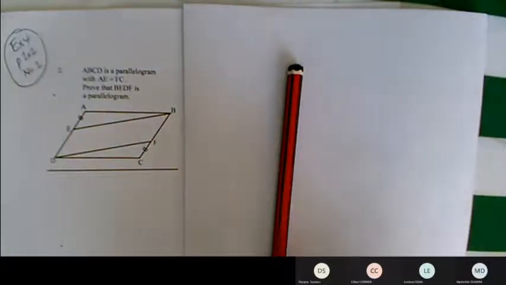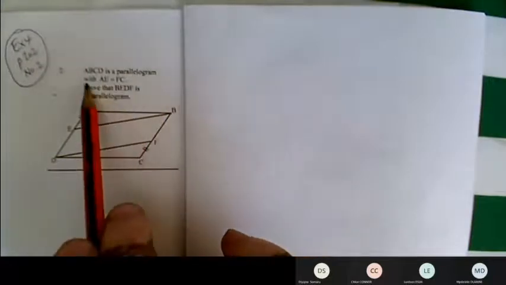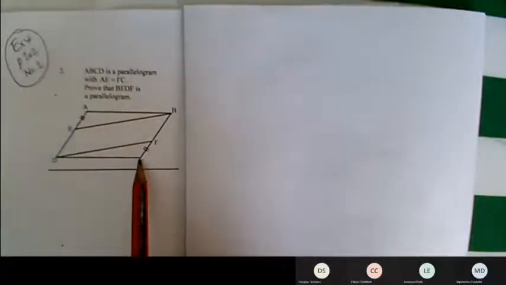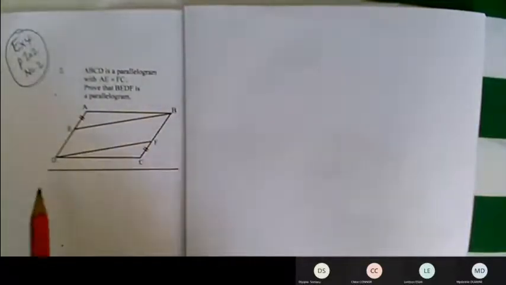Okay, so looking at this one, ABCD is a parallelogram with AE equal to FC. So AE is equal to FC. Prove that BEDF is a parallelogram. So class, just by looking at it, you can see they're placing a parallelogram which they want us to prove into another parallelogram. Surely by common sense, that's a parallelogram.